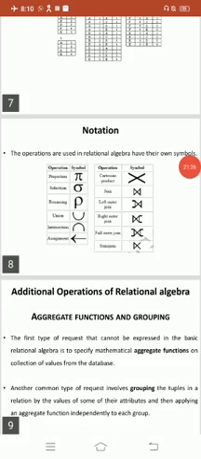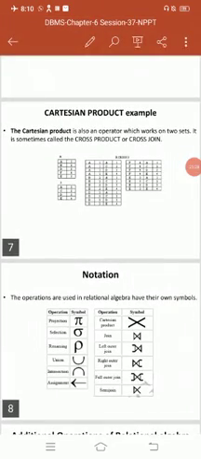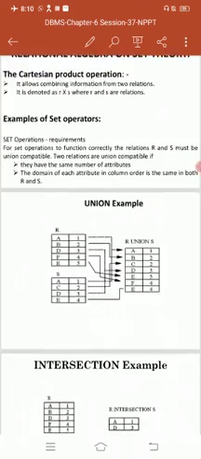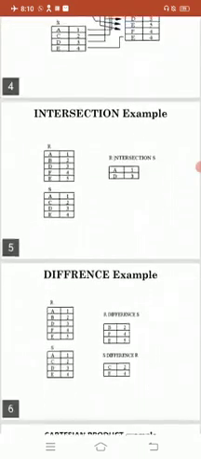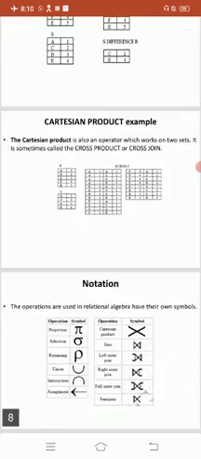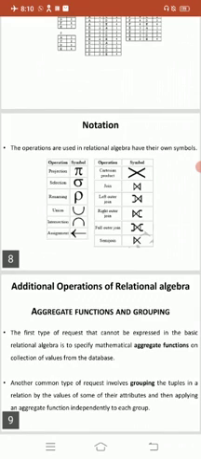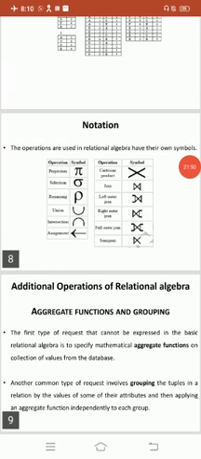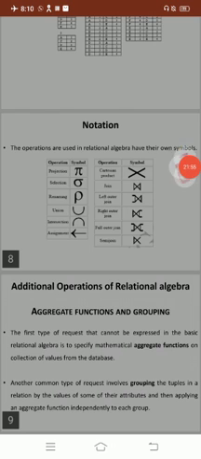So in this session we understood a lot of information related to relational algebra, because in relational algebra there are many operations: unary operations, union, intersection, difference, Cartesian product, notations, additional relational operations, aggregate functions and grouping. Each one has its own example, and we can give all the information related to relational algebra operations. Okay, thank you. I will see you in the next session.